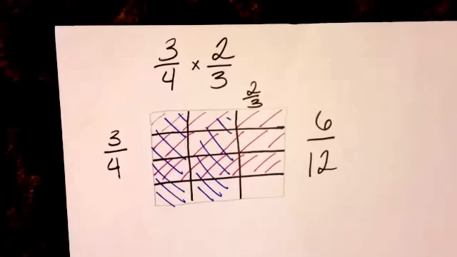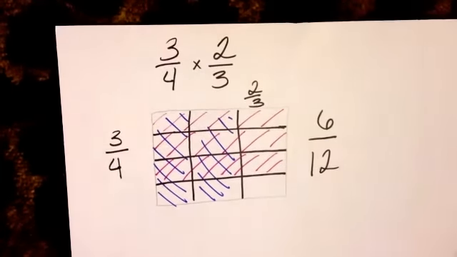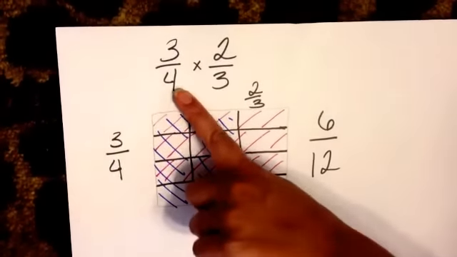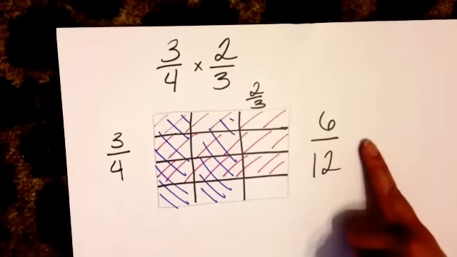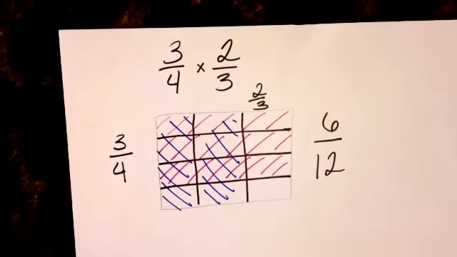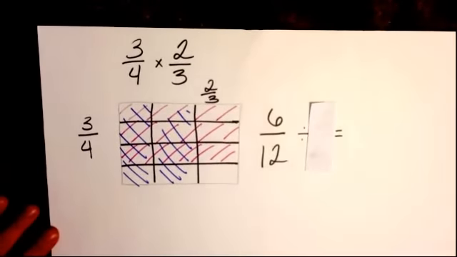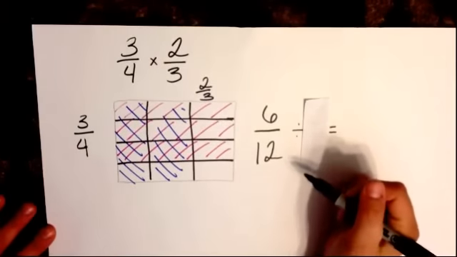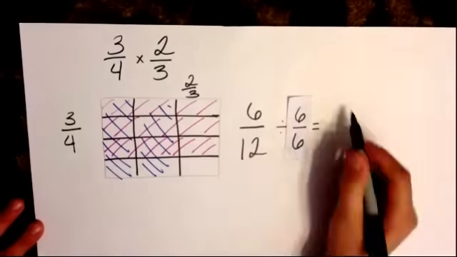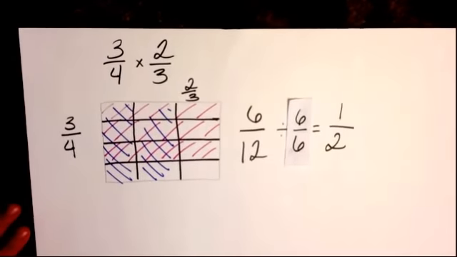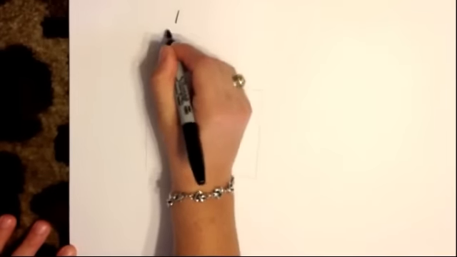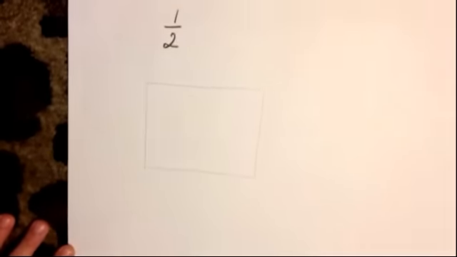And now, since we know that 6/12 is the product of 3/4 and 2/3, we are going to reduce to get it into its lowest form. We want to divide by a number equal to 1 that goes into both the numerator and denominator. So our final answer is 1/2. We're going to do one more problem with the shading model. So this problem will be 1/2 times 2/3.